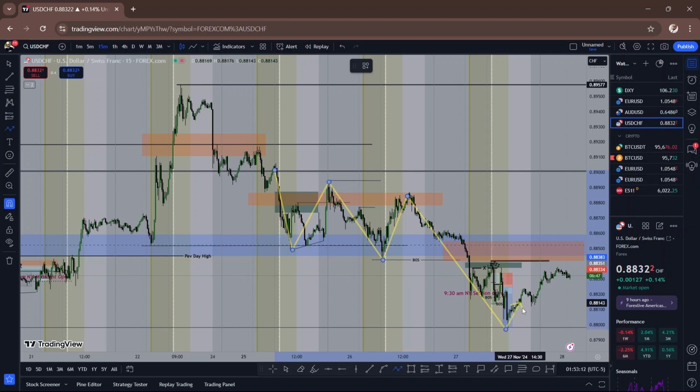Then Wednesday, I want to see a retracement to take out this high right here, like this. This is now previous day high. This high here will not be previous day high, so I want to see price come to take it on Wednesday. So on Thursday, I want to see price give us a continuation on Thursday.